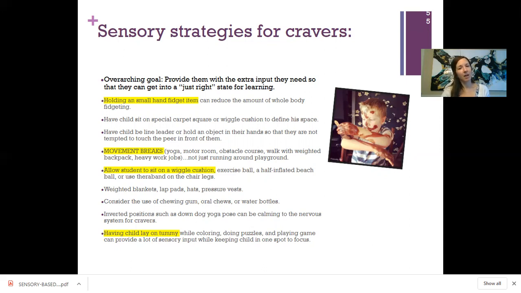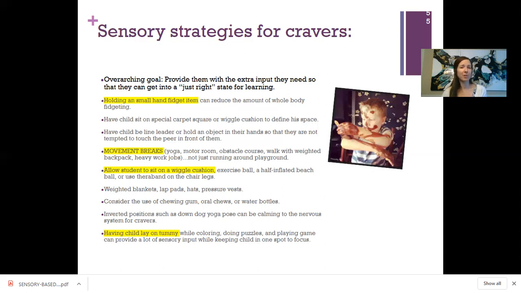We talked about sitting on a wiggle cushion or an exercise ball or a half inflated beach ball, putting a TheraBand on the chair legs and having kids stretch it with their legs. Weighted blankets, lap pads, hats, pressure vests, they're getting that extra input.